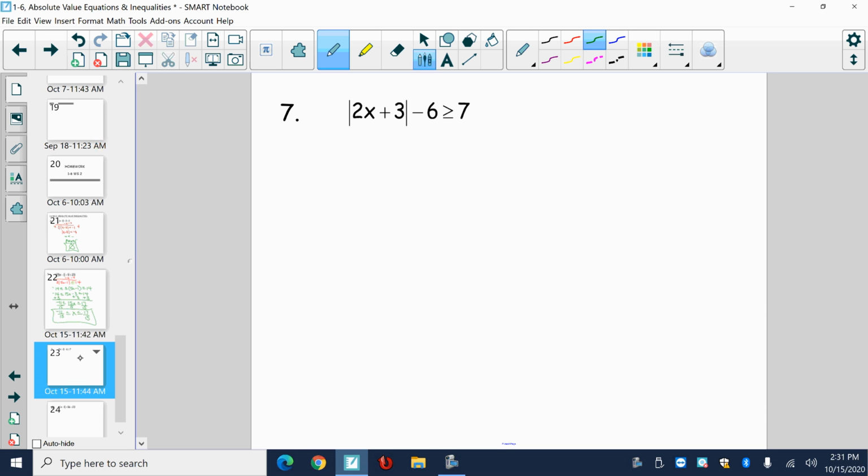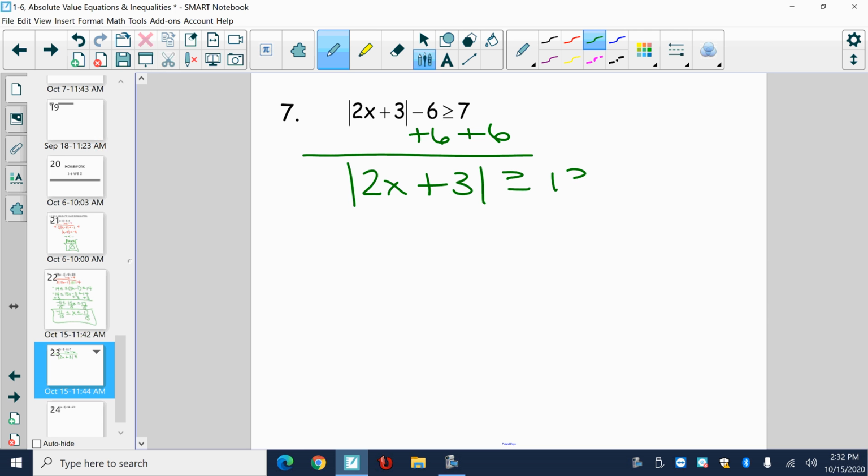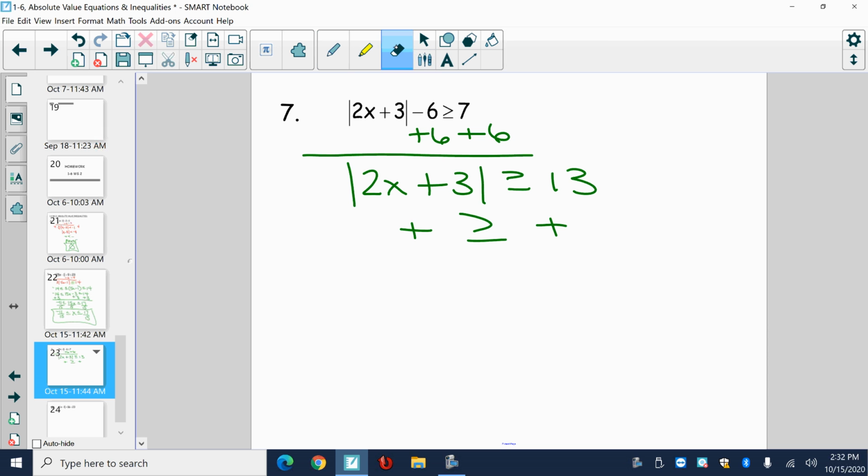Next, go ahead and add 6 to both sides here. Absolute value of 2x plus 3 is greater than or equal to 13. When is a positive greater than or equal to a positive? It's possible, so therefore I have to go ahead and do case 1 and case 2. How do I know I have to do case 1 and case 2? Because this is a greater than. And greater than automatically indicates that this is going to be an or statement.